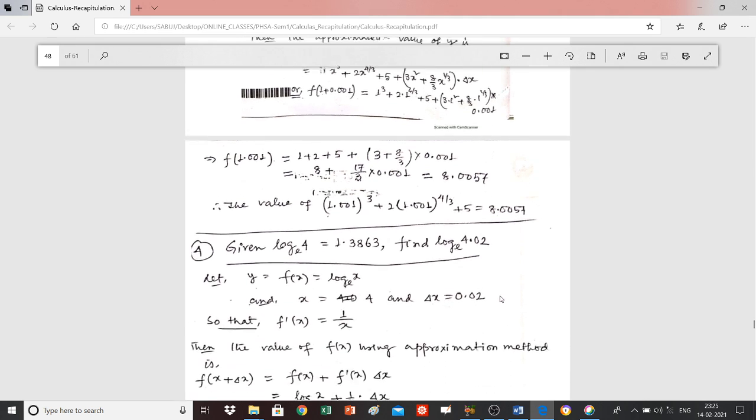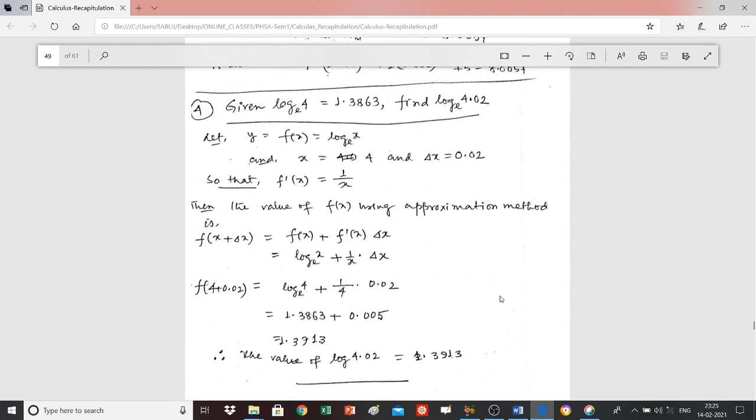Now come to another example, the last example of this class. Given that log_e 4 = 1.3863, find the value of log 4.02. Consider that x = 4 and Δx = 0.02. The function is y = f(x) = log x, so f'(x) = 1 by x.